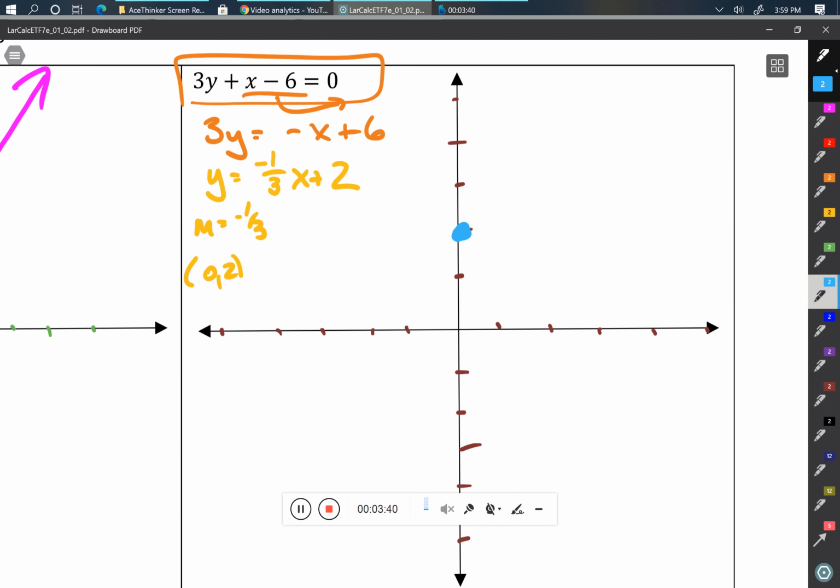Now, negative 1/3 technically means when x goes up by 1, y goes down by 1/3. But that's kind of hard to grasp, so I'm going to reinterpret that to mean when x goes up by 3, 1, 2, 3, y goes down by 1.